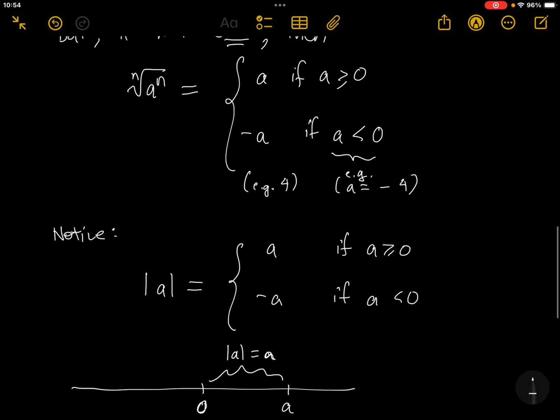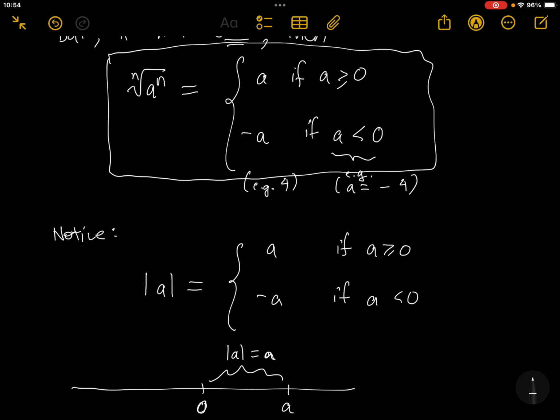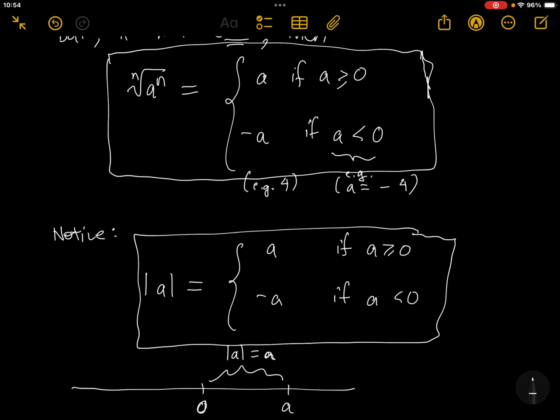So what have we discovered? We've discovered that the nth root of a to the n is given by a if a is greater than or equal to 0, and negative a if a is negative, but the absolute value of a is given by the same function. So what that means is that these are the same.